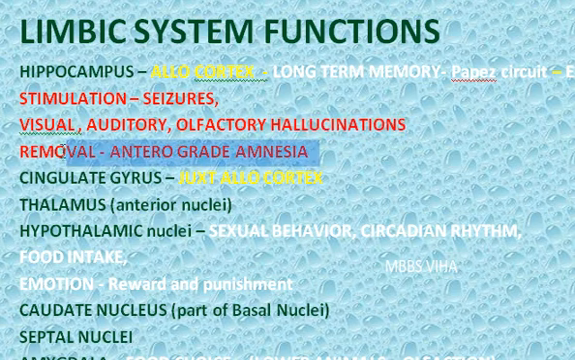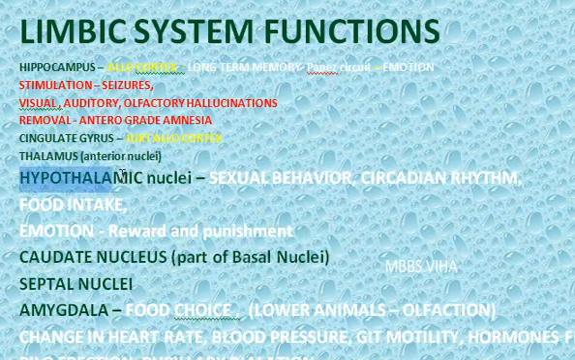Now what happens if you completely remove the hippocampus? If the hippocampus is removed, memory is gone. That means amnesia, no memory, and the type of amnesia is anterograde amnesia. Fine. Now let us look at the other component of the limbic system, the hypothalamic nuclei.